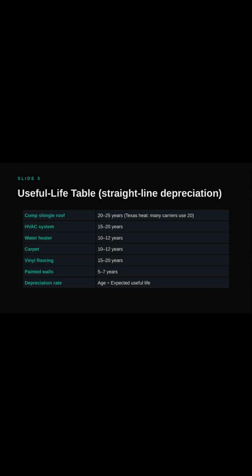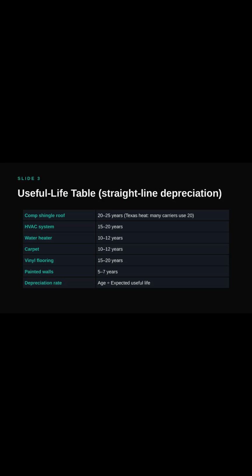Composition shingle roof, 20 to 25 years. And in Texas heat, many carriers use 20. HVAC systems, 15 to 20. Water heaters, 10 to 12. Carpet, about the same. Painted walls, 5 to 7 years, which surprises people, but paint has a lifespan too. These are guides. Carriers publish their own tables, and a good public adjuster pins down which table the carrier used and checks that it was applied consistently.